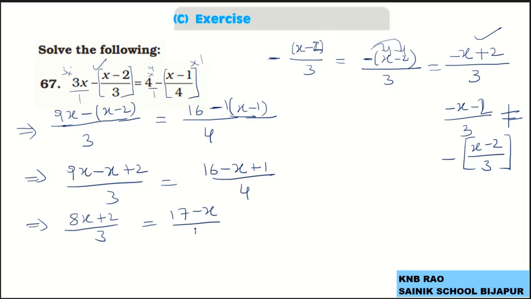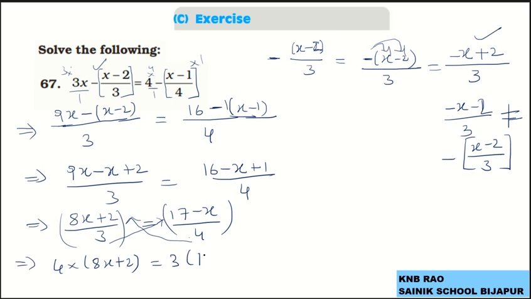minus x by 4. Now, we have cross multiplication. This 4 in right hand side, the denominator goes to left hand side and multiplies the numerator. This 3 which is denominator in left hand side comes and multiplies to the numerator in right hand side. So, next step will be 4 into 8x plus 2 equals to 3 into 17 minus x.